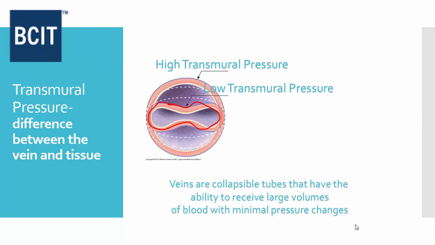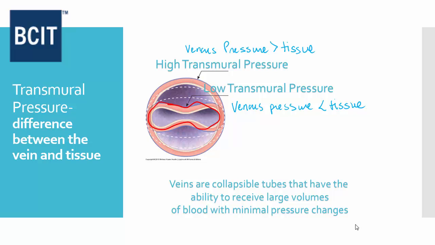Transmural pressure is the difference between the venous and tissue pressure. Transmural just means across the wall. If we have high transmural pressure, the venous pressure is higher than the tissue pressure, and we have a distended looking vein, or round. When we have low transmural pressure, the venous pressure within the vein is lower than that of the tissue. This causes that dumbbell shape because the tissue can actually collapse the vein.